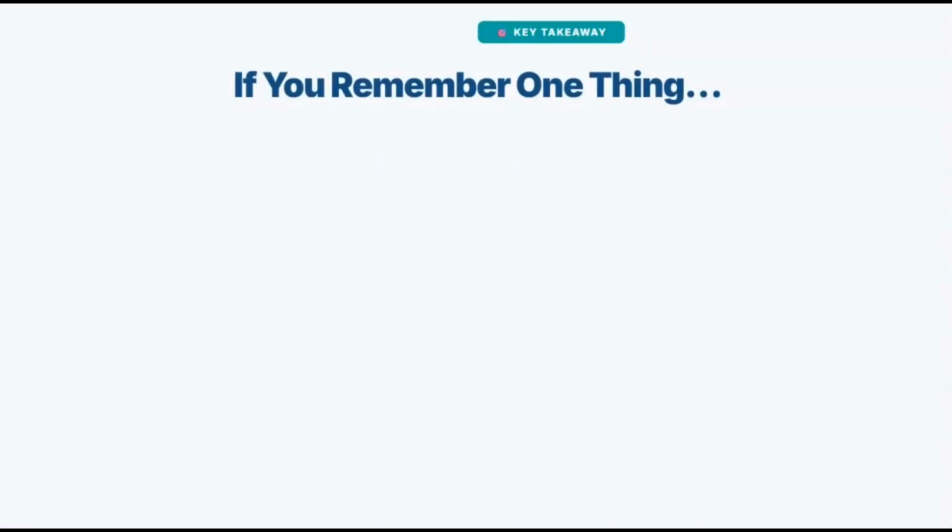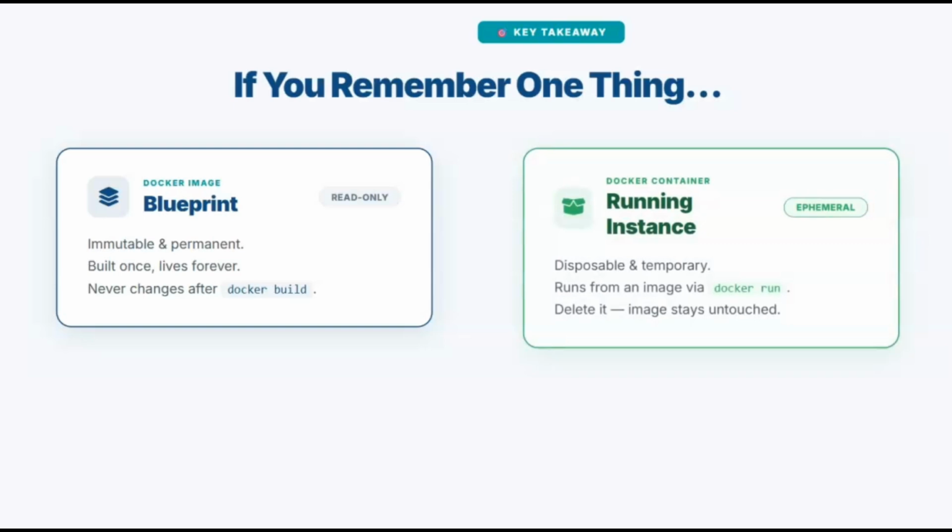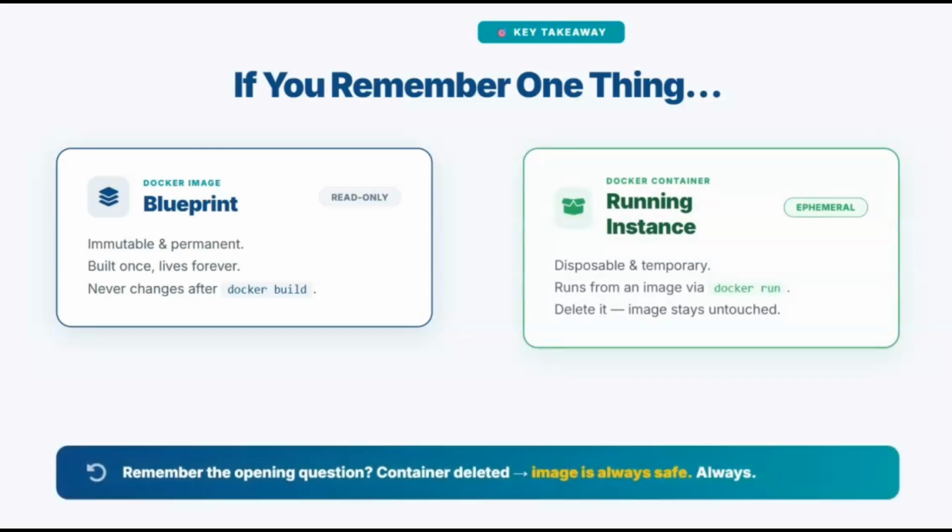An image is your sealed, portable environment, immutable, permanent. A container is that environment running live. Remember the production crash? With Docker, your laptop and your server run the exact same image. Same box, same result, everywhere.